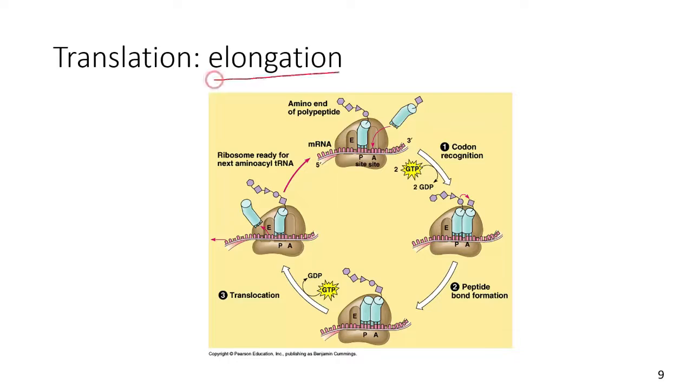Elongation is fairly simple, kind of like in transcription. We just keep growing the thing that we're building. In this case, a chain of amino acids making up a polypeptide. And the rules for it are simple. They're our old friend complementary base pairing.